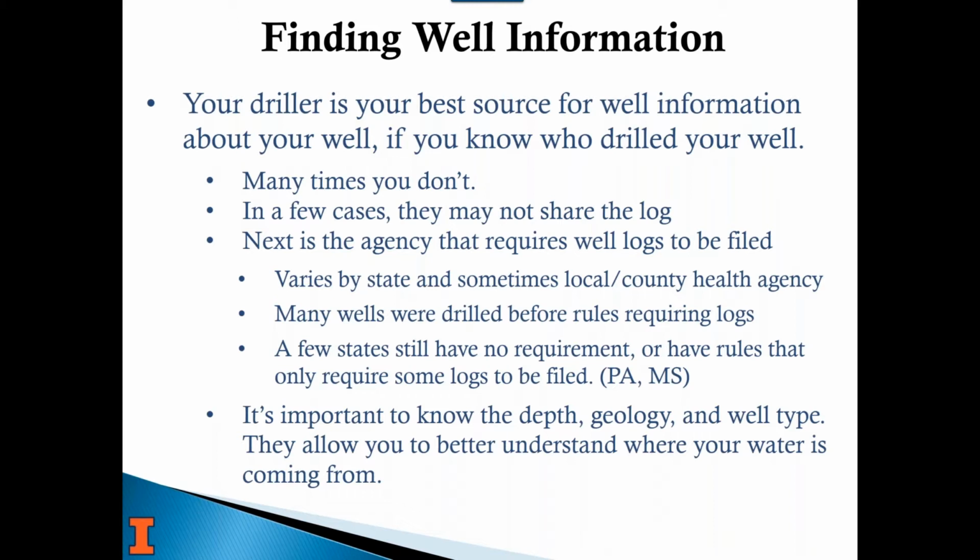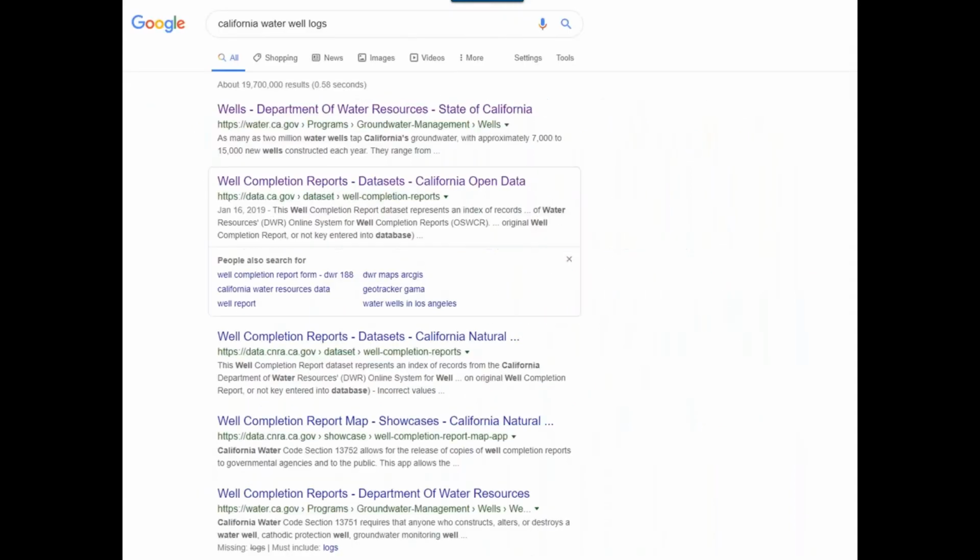But the bottom bullet here, it's important to know the depth, the geology, and well type, because you should learn the basics of those things so you understand where your water's coming from, and you also understand what might be causing a problem. In some cases, like high iron, you're going to have iron if it's groundwater in Illinois in all likelihood, and that's just the way it is. So you need to take care of that either with a filter or some other treatment device.